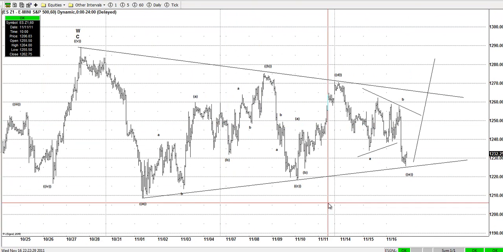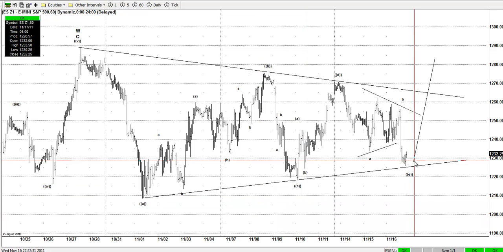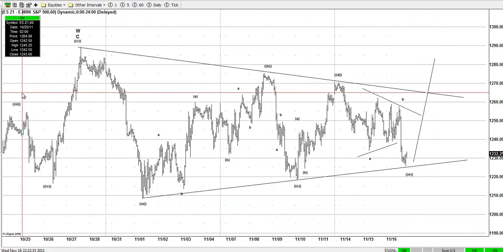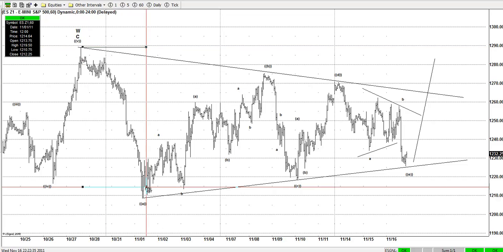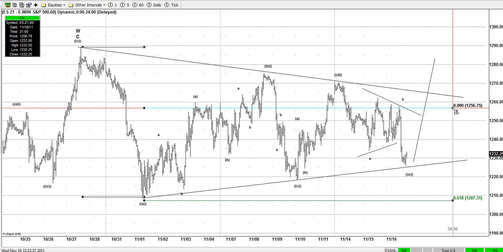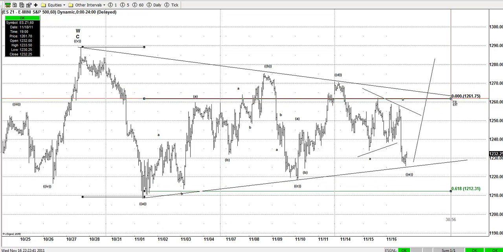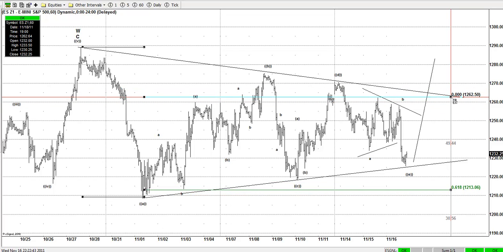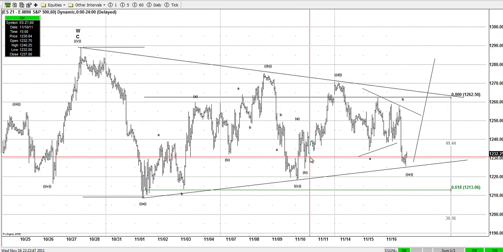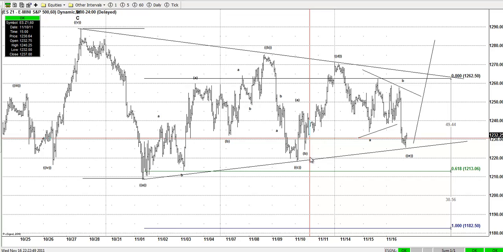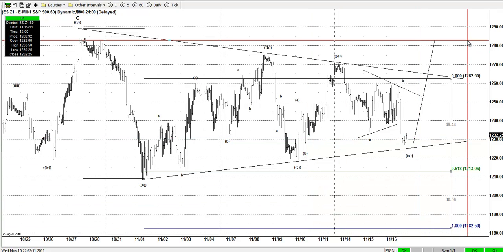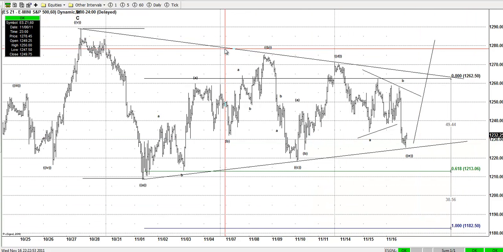Okay, this is how it looks like in the biggest degree. Again, either here or the S&P is going to do this. It's going to go here, and then from here, it's going to trade lower to a level around 1182, and then it's going to trade higher. That is my personal opinion.